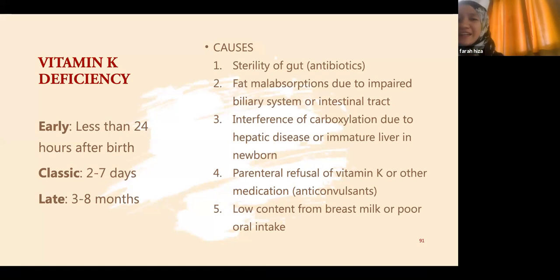Okay, so basically in newborns, there are 3 types of vitamin K deficiency: early, classic, and late. In the first 24 hours, it is because babies are born with a sterile gut. Without the normal flora, which is important for synthesizing the vitamin K that exists in the gut, babies sometimes have a natural deficiency of vitamin K.